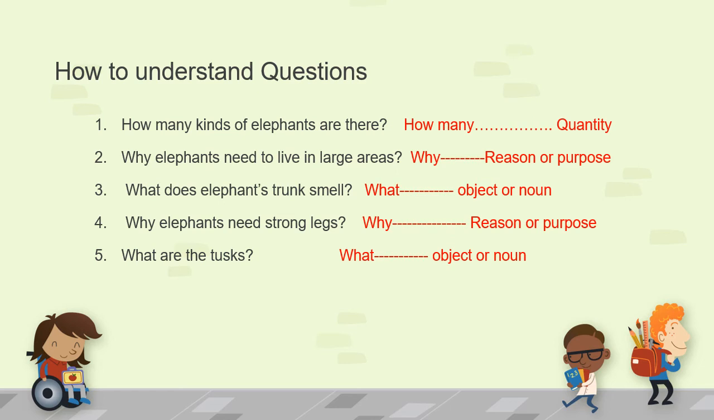Why elephants need strong legs? Again, it is reason or purpose. What are the tusks? What? Again, we will talk about object or noun.